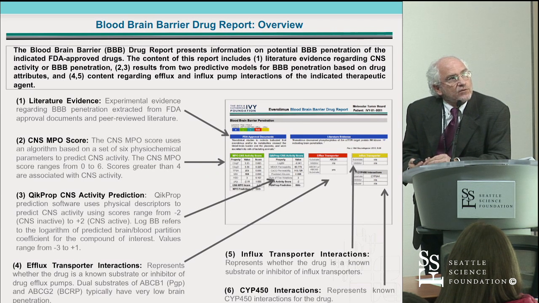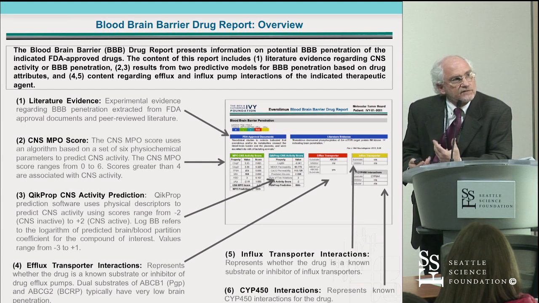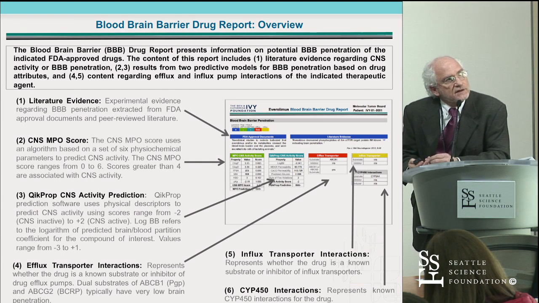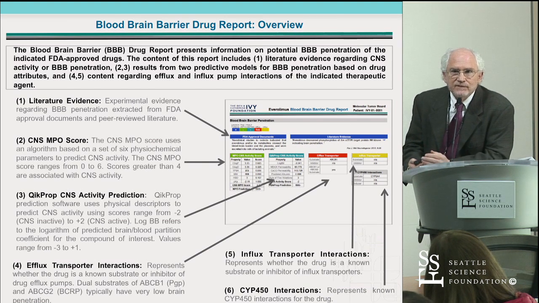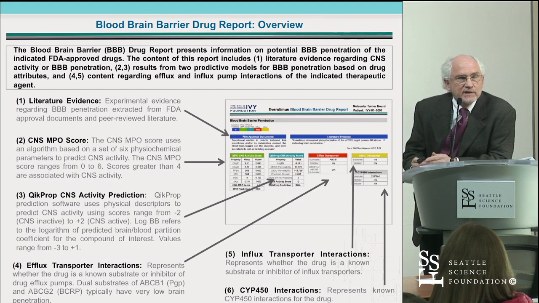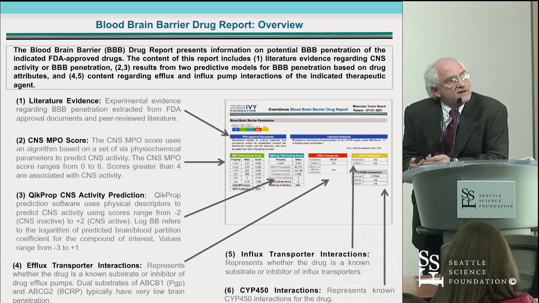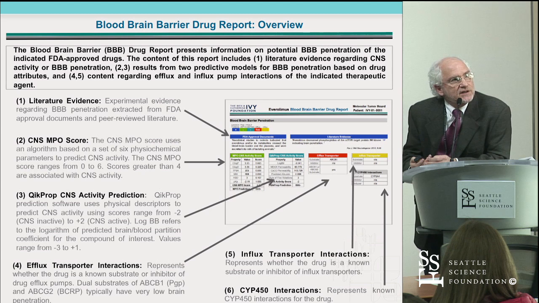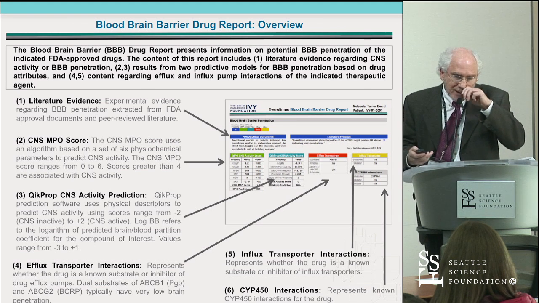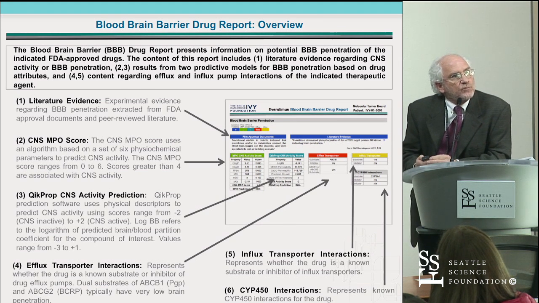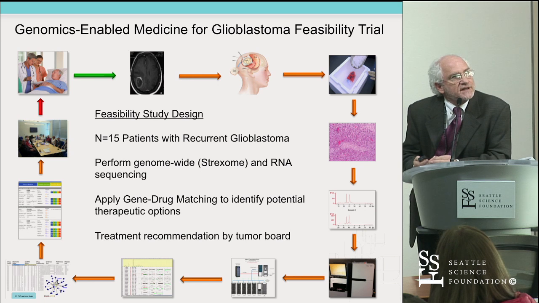The blood-brain barrier report used a couple of different algorithms to support it if you're interested. One is the literature evidence, where patients have had drug and have had tissue taken, so there's at least some information that way. Something called a CNS MPO score, a quick pro CNS activity prediction, an efflux transporter, influx transporter interaction, and CYP450 interaction. So all of those were put together into a profile of those things.